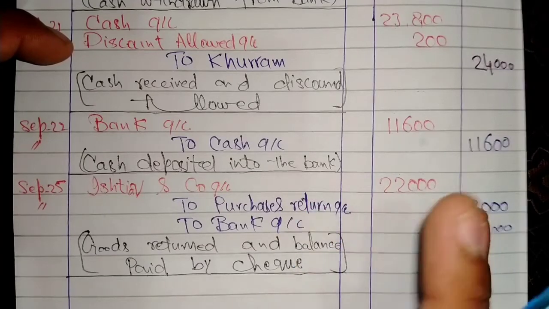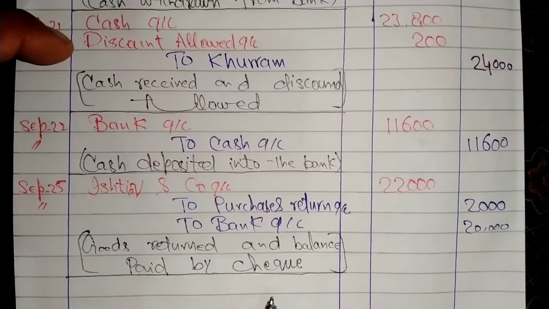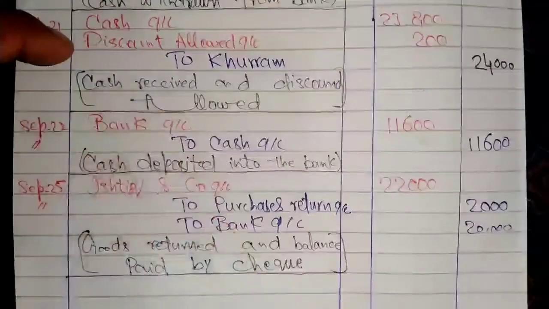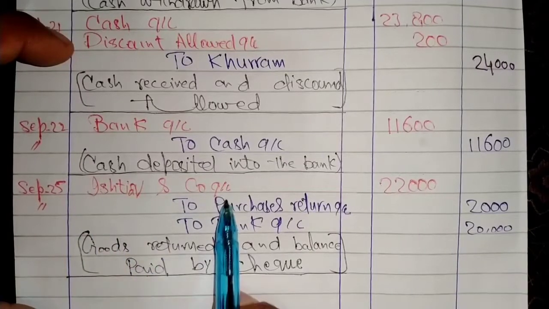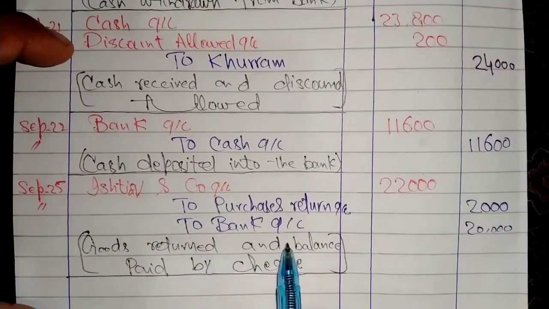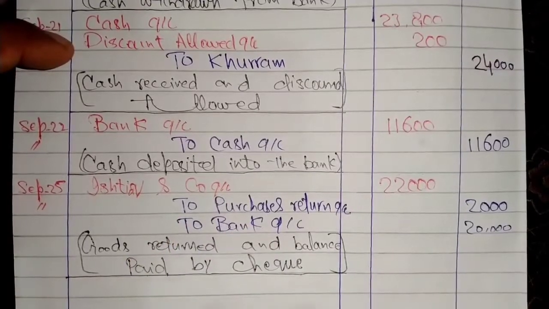And then the second entry will be Ishtiaq and Company account to bank account. Okay, this will be two entries. So now we have a combined entry: Ishtiaq and Company account debit to purchases return account and to bank account. That's it. It will be called a compound entry, because it holds more than two accounts.